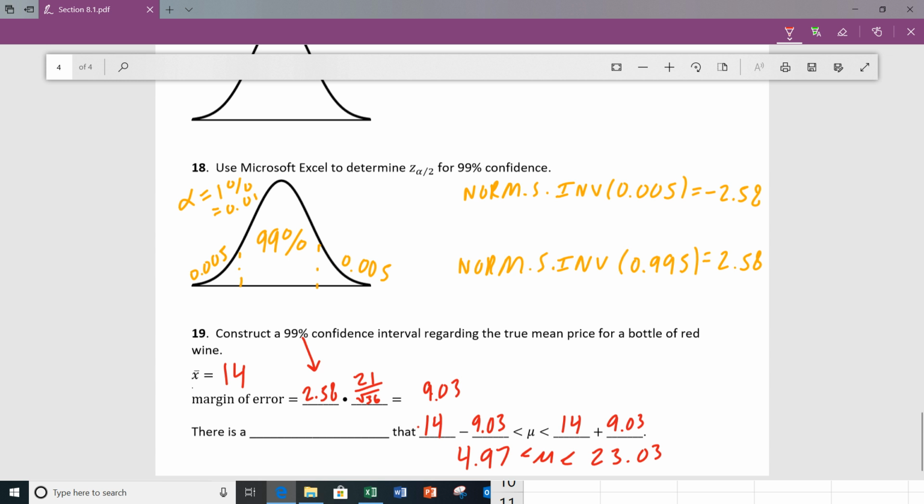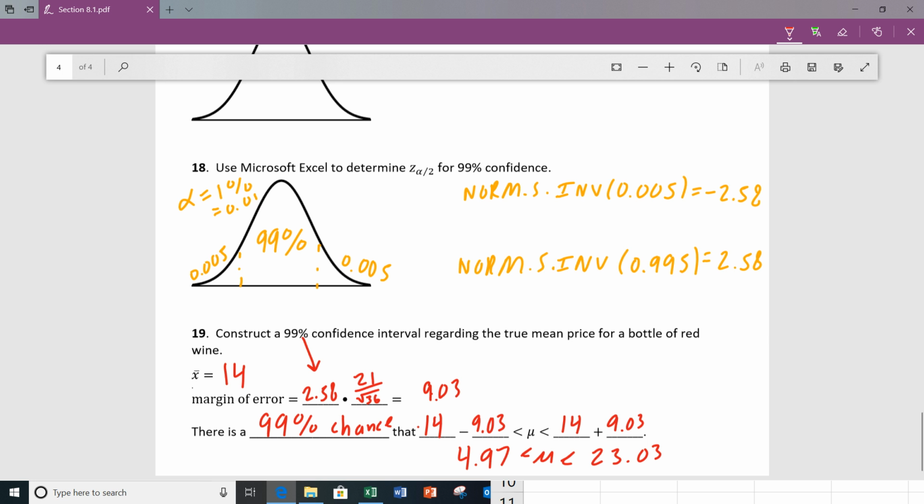Oh, wait. We have to make sure that we put that there is a 99% chance the actual mean is in this interval. Question, was the actual mean in this interval? What was the actual mean? 15. The sample mean was 14. We don't know what the true mean is, but we just know that there's a 99% chance it is between these two values. The actual mean was 15. It is in between. Good.